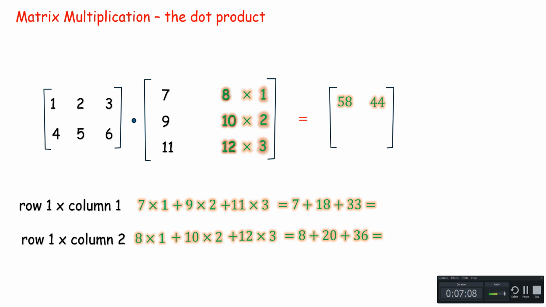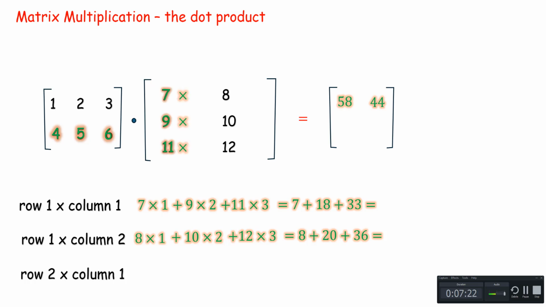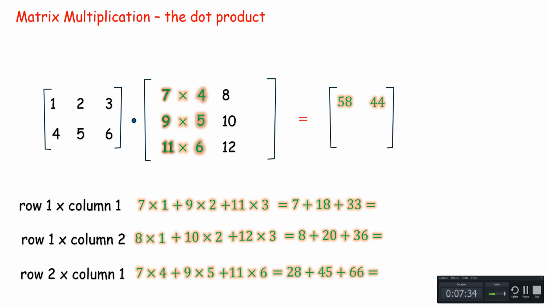Now we need to go do the second row of our matrix across and down to all the columns of the second matrix. So we're going to go row 2 times column 1. So row 2, 4, 5, 6 times column 1, 7, 9, 11. Bring those numbers over. And so you've got 7 times 4 plus 9 times 5 plus 11 times 6, which is 28 plus 45 plus 66, which is 139, and that will go in your second row, first column.